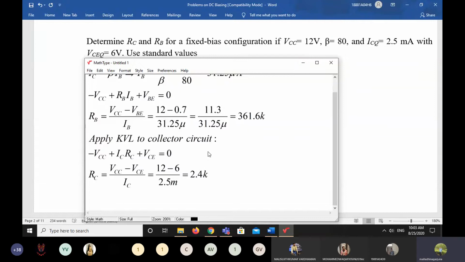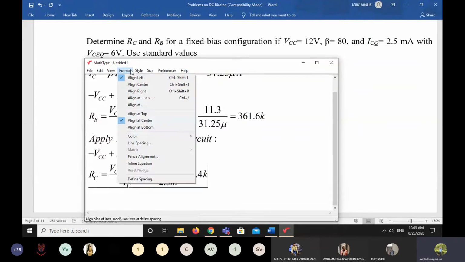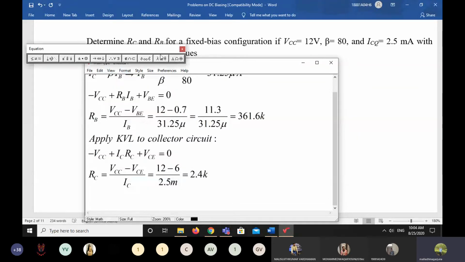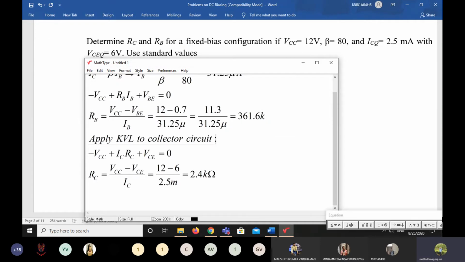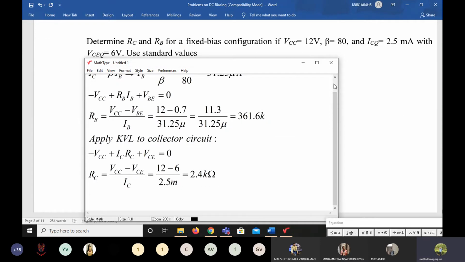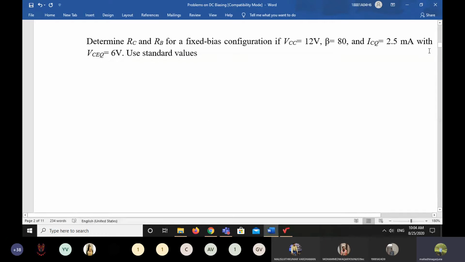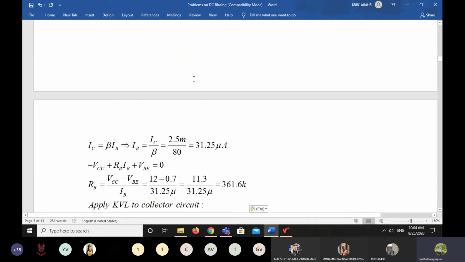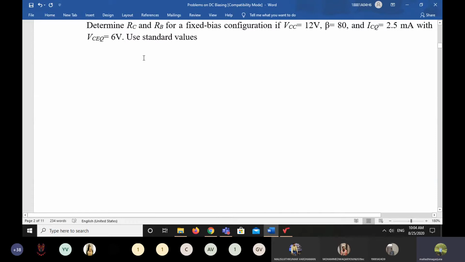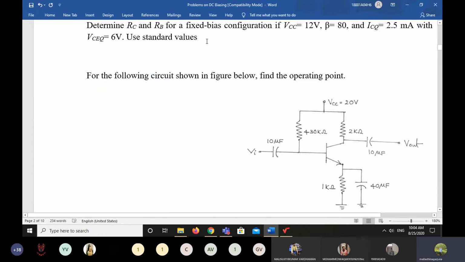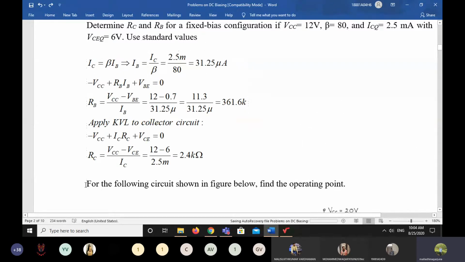Okay, so the units are ohms. So this is the solution for the second one.